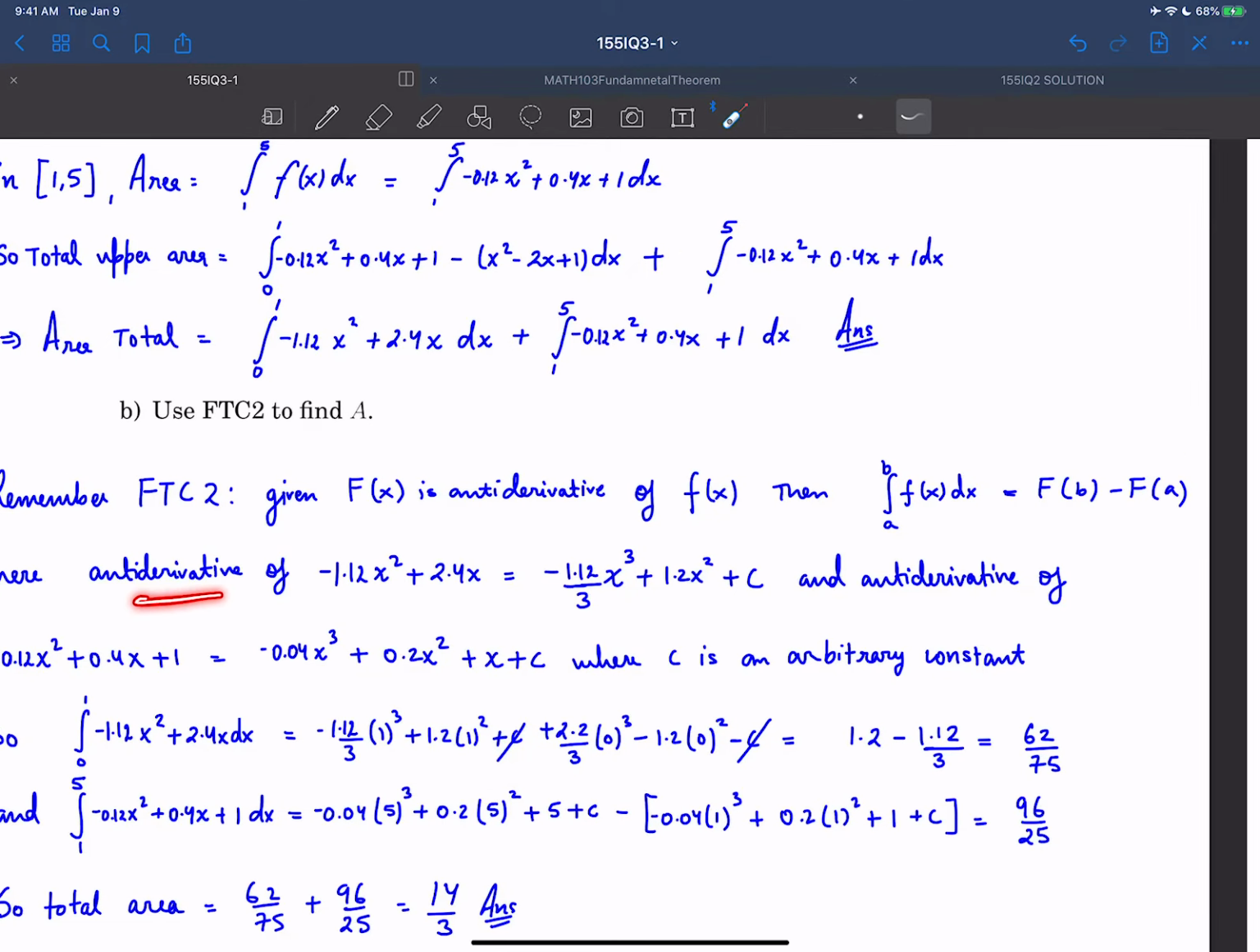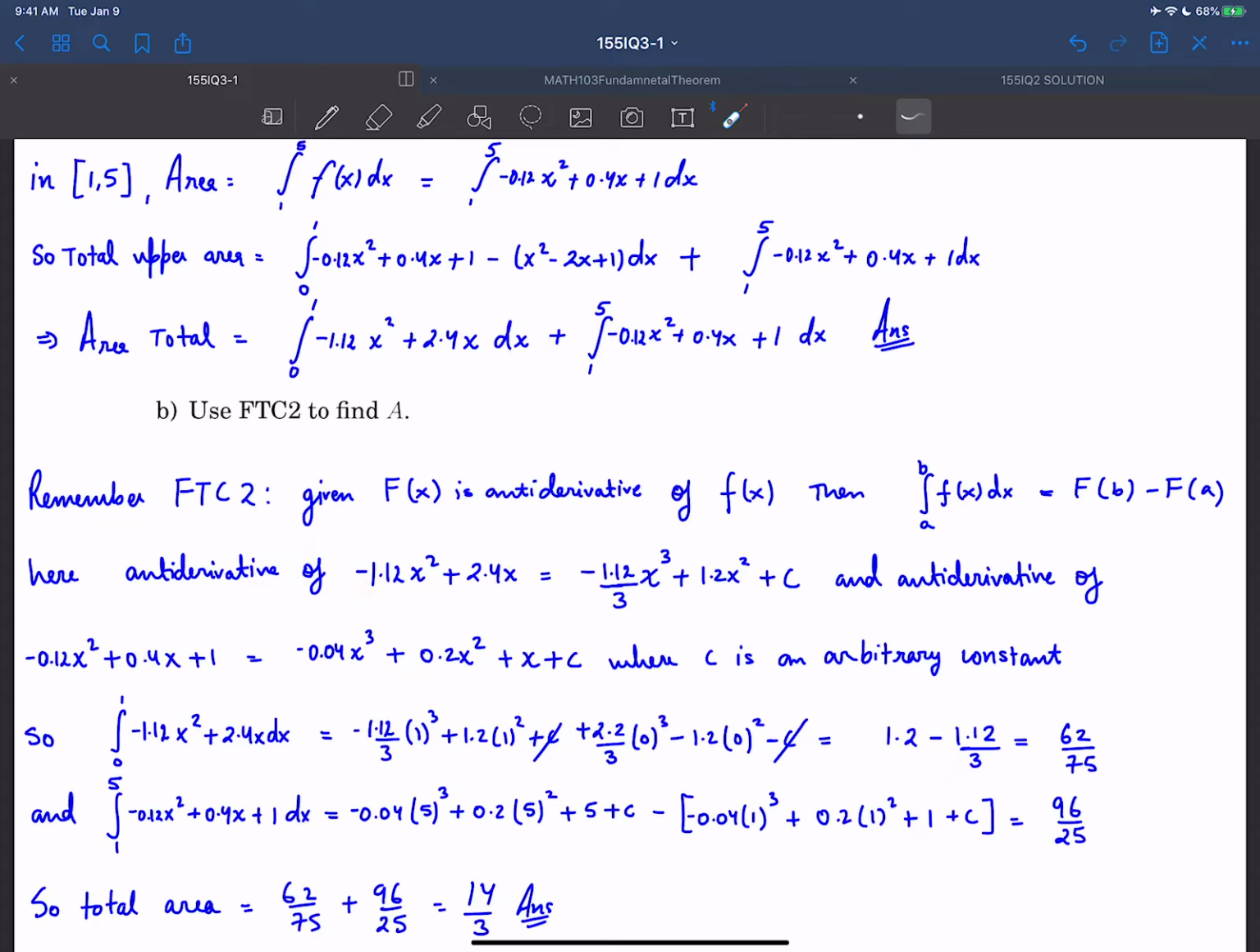So you do that, and the antiderivative of this function is going to be negative 1.12 divided by 3 times x cubed plus 1.2 x squared plus some arbitrary constant c. If you want to check yourself, you can take the derivative of this function and you're going to get this one. So that's a good way to cross-check your answers. The c, when you take the derivative, will go away because it's a constant, right? The derivative of a constant is 0. So never mind about that.